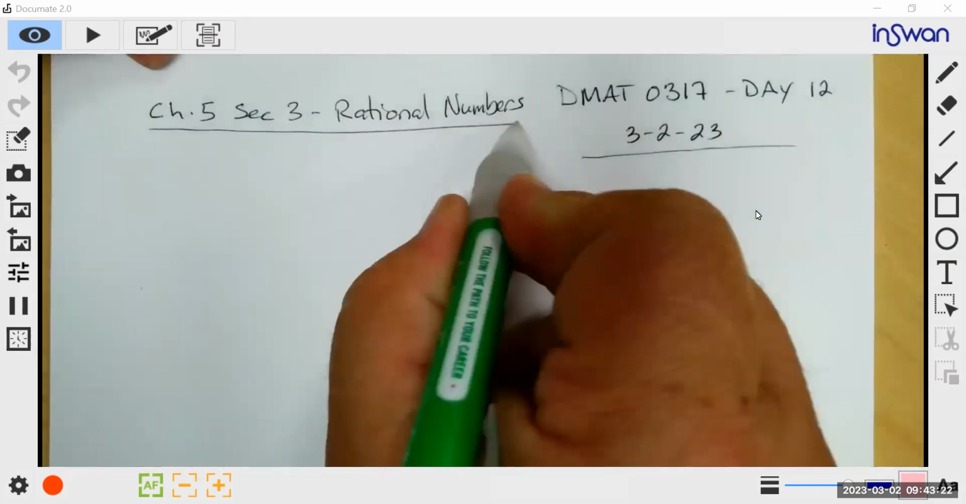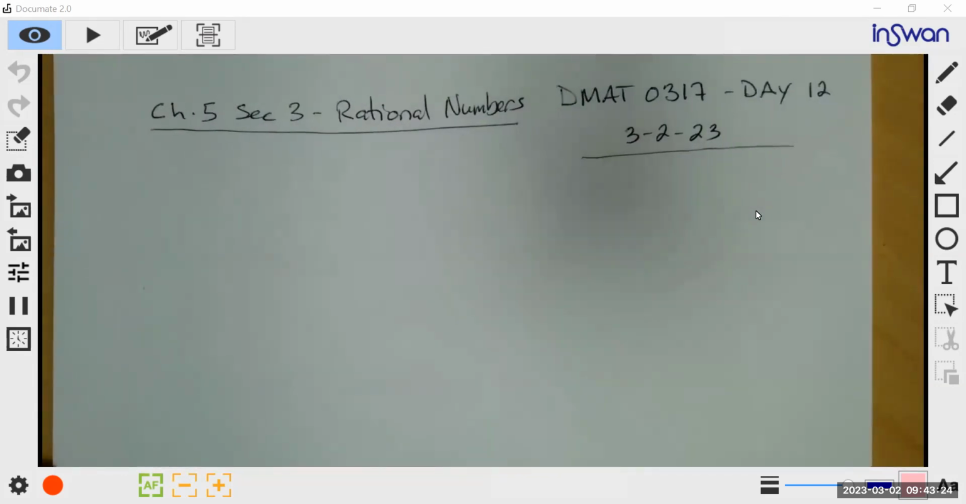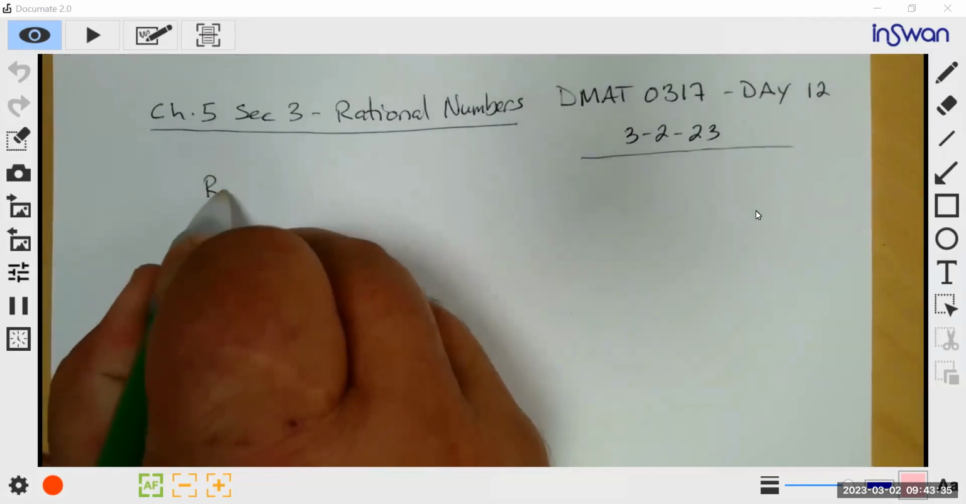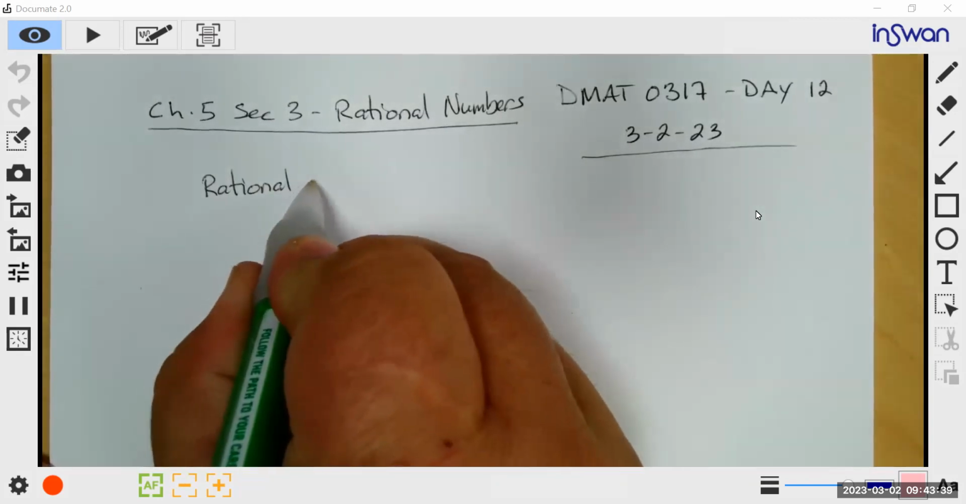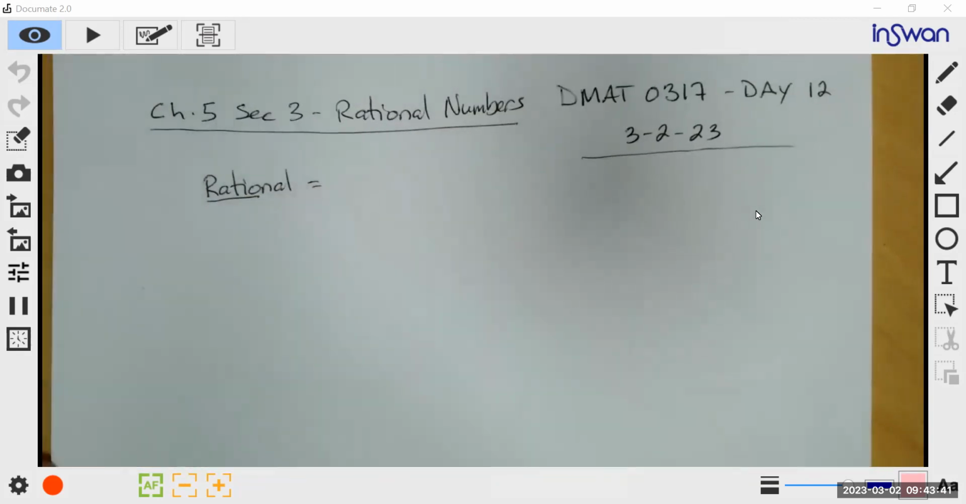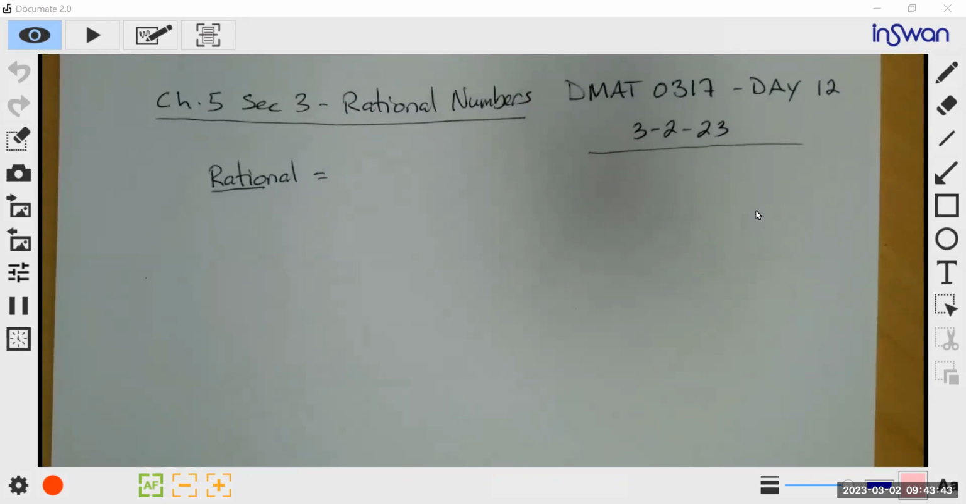What do you think a rational number is? What's the first 5 letters of the word rational? What does that mean? It's like a ratio. Well, yeah, you're defining a word with its own word. You can't do that. You can't say multiplication is like multiplication. What is a ratio?